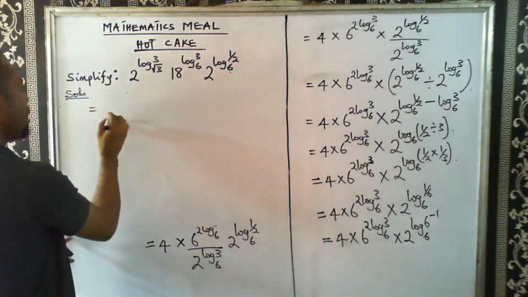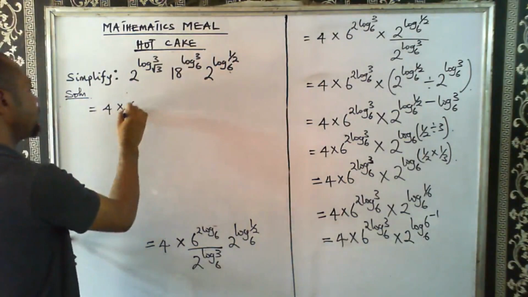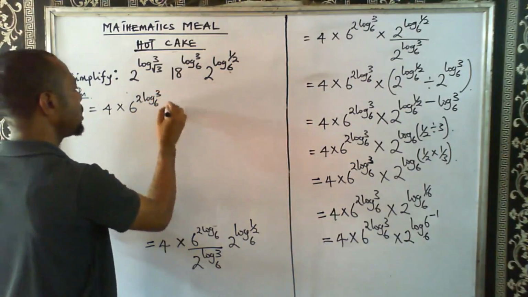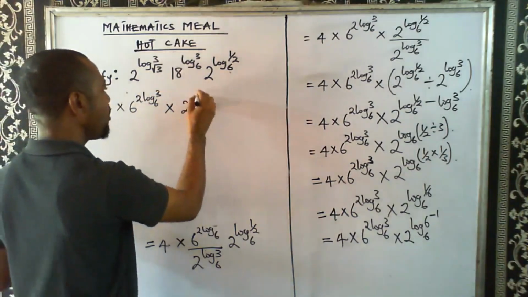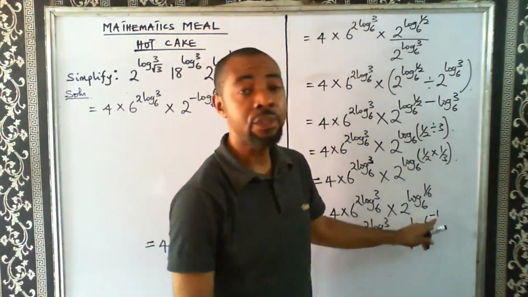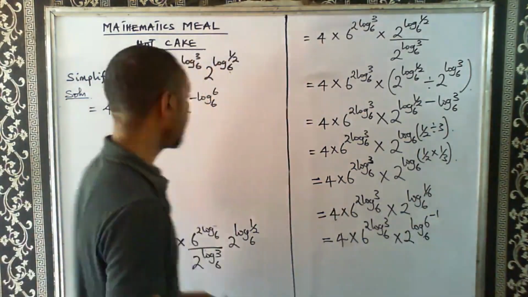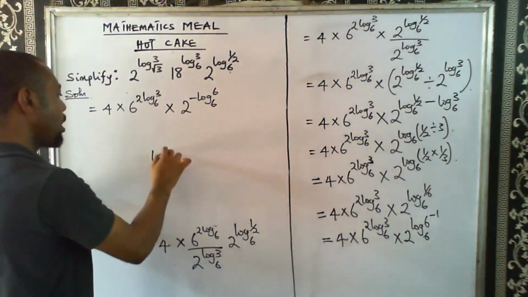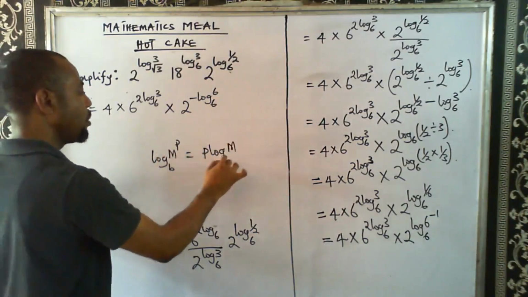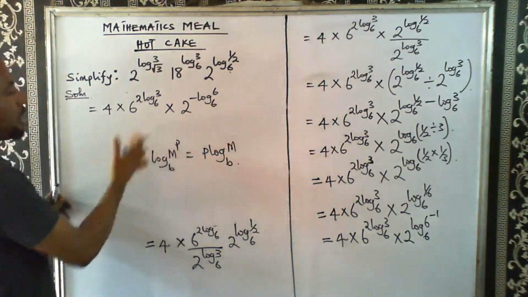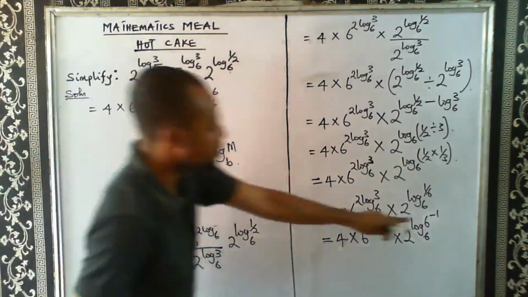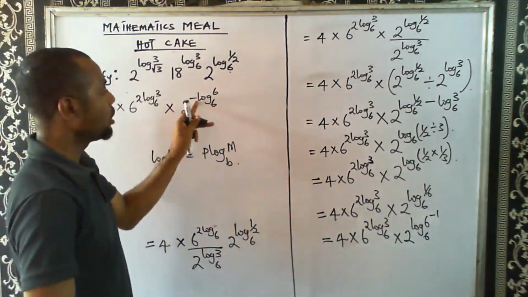We can easily write this as 4 times 6 raised to power 2 log 3 base 6 times 2 raised to power minus log 6 in base 6. Why? When the power is on the number, it's the same thing as the coefficient of the logarithm. You remember the third law? Log m raised to power p in base b is the same thing as p log m in base b. So the power is on the number, so it becomes the coefficient of the log. So the power here is minus 1. So when minus 1 multiplies log, we have minus log.